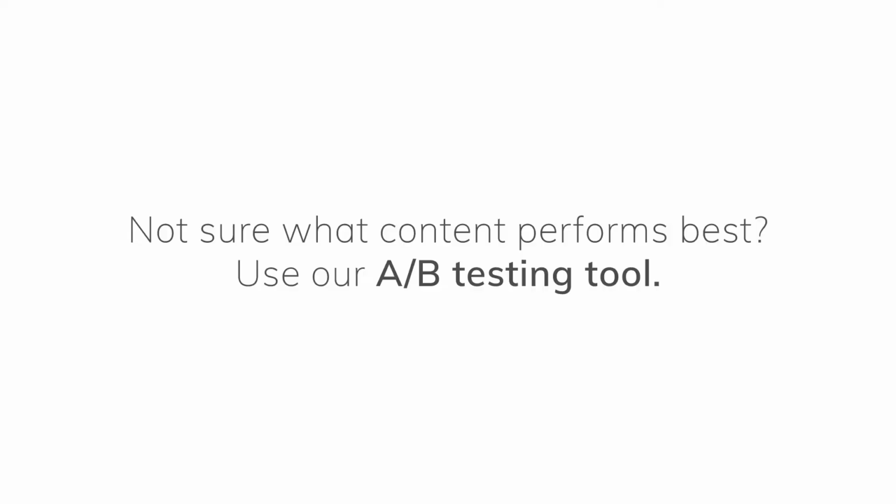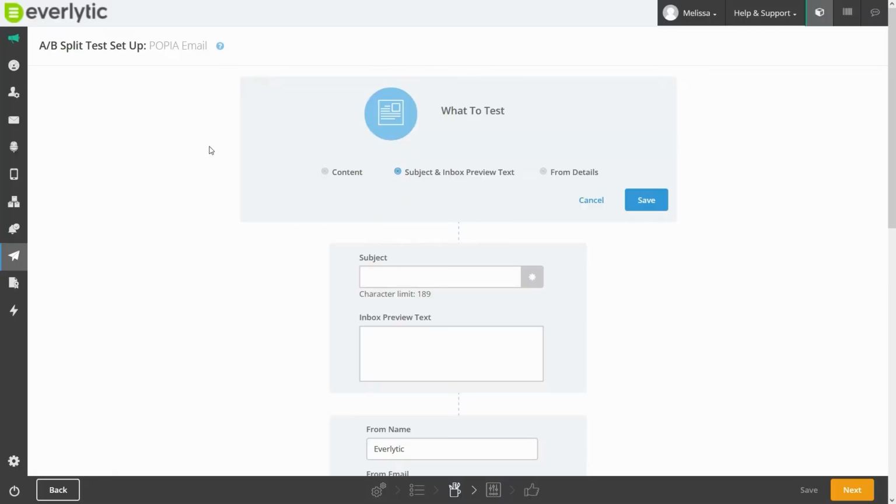Not sure what content performs best? Use our A/B testing tool. A/B testing enables you to send two versions of an email to a smaller portion of your list to see which one performs best. The winning email will automatically be sent to the rest of your list.